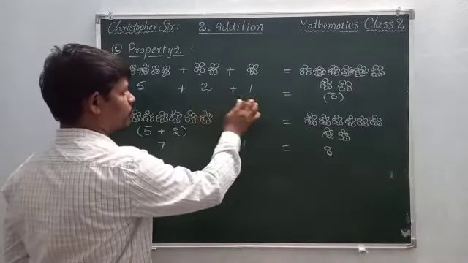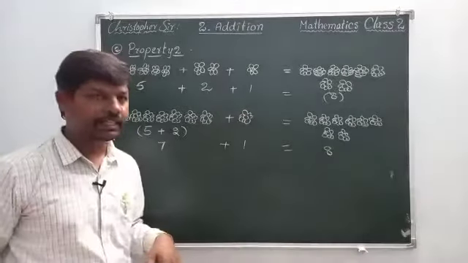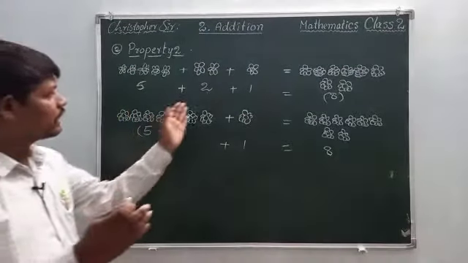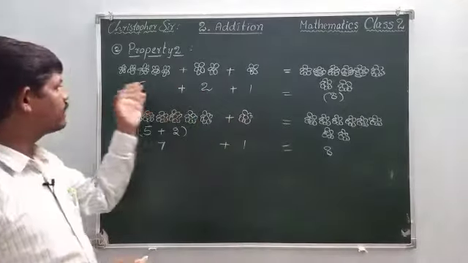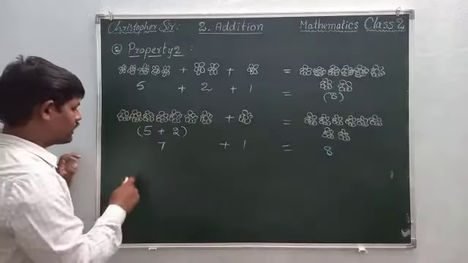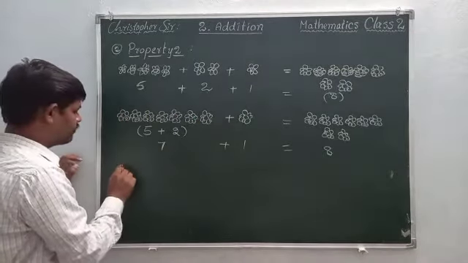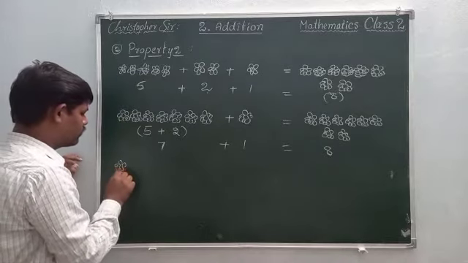First you can add these two. 2 plus 1 you can add, then the remaining, the result, that means the sum, you can add to the 5. So like that also, let us see. First 5 flowers keep here.